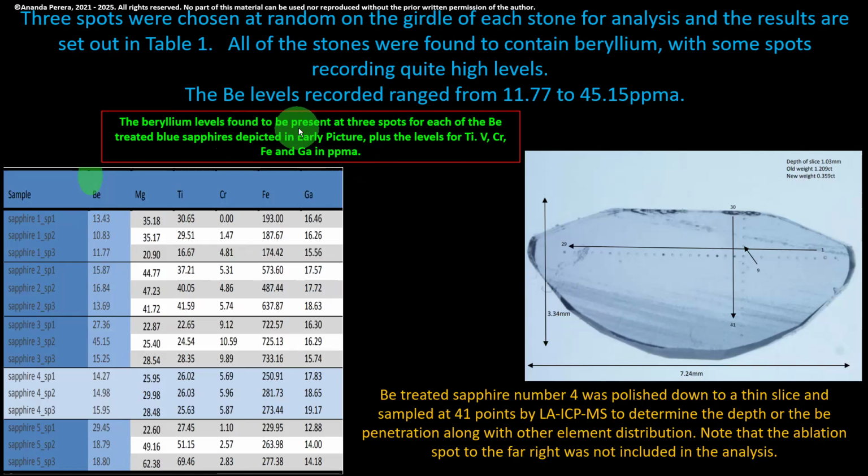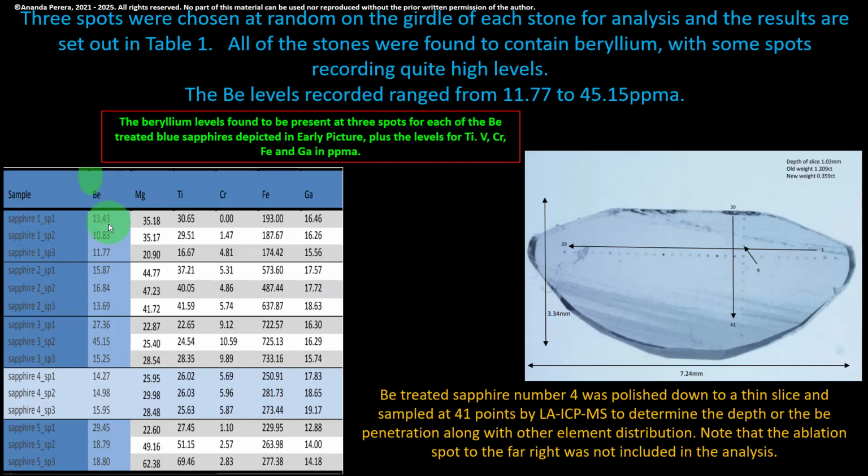The beryllium levels found to be present at 3 spots for each of the beryllium-treated blue sapphires depicted in the earlier picture, plus the levels for titanium, vanadium, chromium, iron, and gallium in ppma, parts per million atoms. See the table here. There are 5 sapphires. Sapphire 1, 2, 3, 4, 5. Checked with tiny spots with the LA-ICP-MS technology.